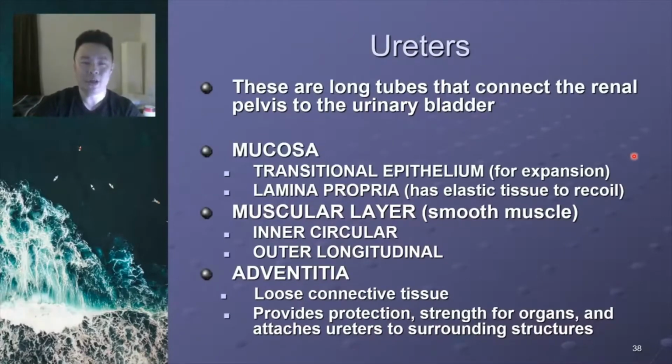Now, these ureters are long tubes that connect the renal pelvis of the kidney to the urinary bladder. Now, these ureters have a mucosal layer. This is made of transitional epithelium for expansion, and also has a lamina propria layer, which has elastic tissues in order to allow it to recoil. It also has a muscular layer made up of smooth muscle. It contains an inner circular muscle and also an outer longitudinal muscle. And it also has an adventitia layer, which is made up of loose connective tissue, and it provides protection and strength for the organs, and attaches a ureter to the surrounding structures.